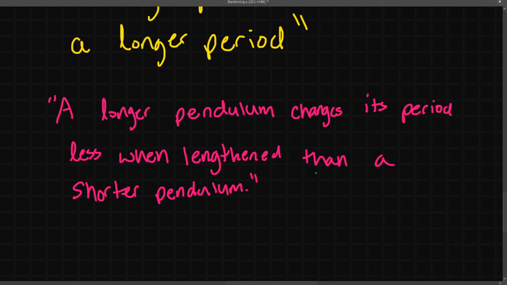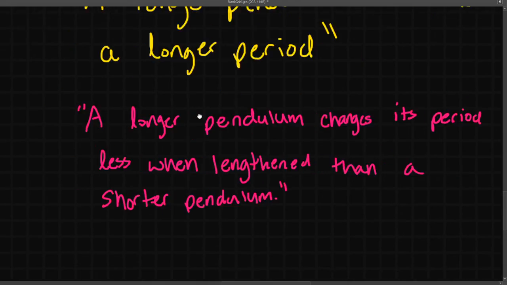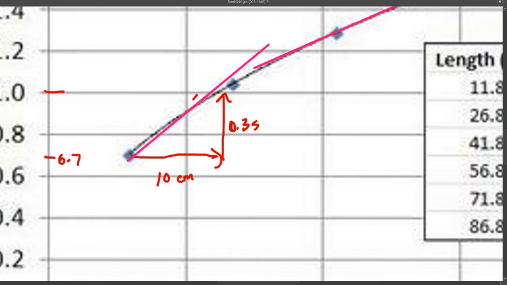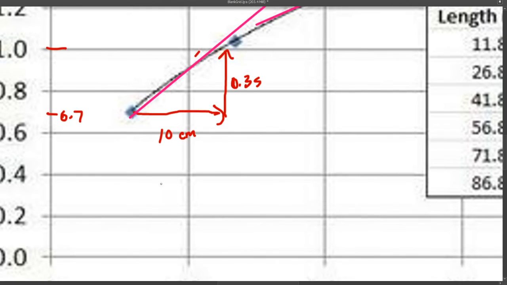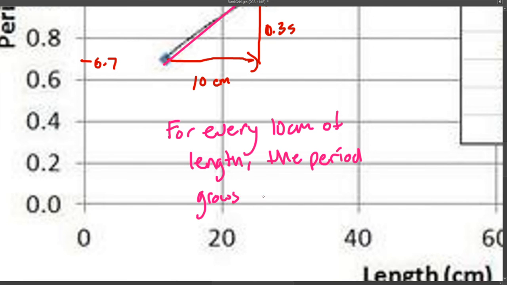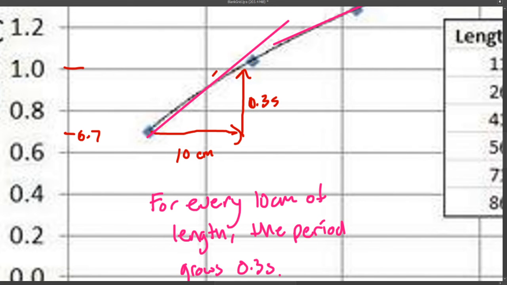Now, let me describe how I got that sentence. I think I've gone through it a little bit, but I just want to make sure that you guys are understanding. So one more time. When we are interpreting slopes, we can always describe a slope with a for every statement. For every 10 centimeters of length, the period grows 0.3 seconds. That's what this slope right here would mean.